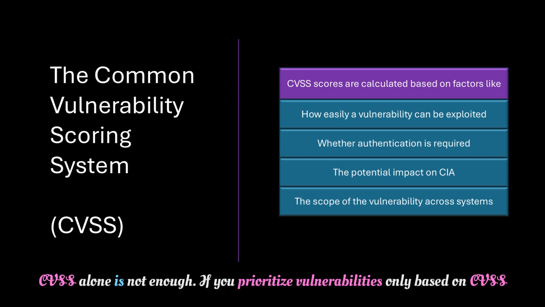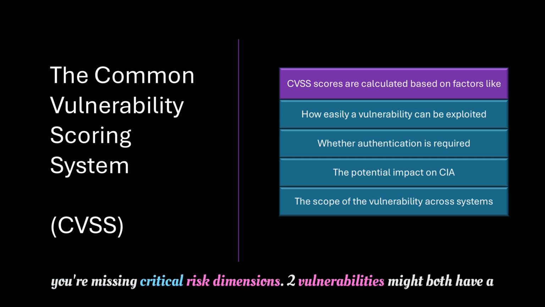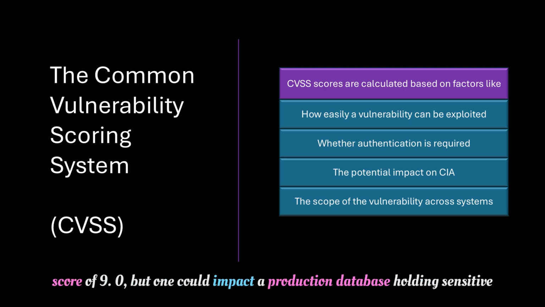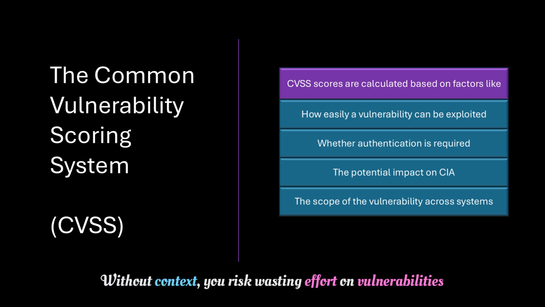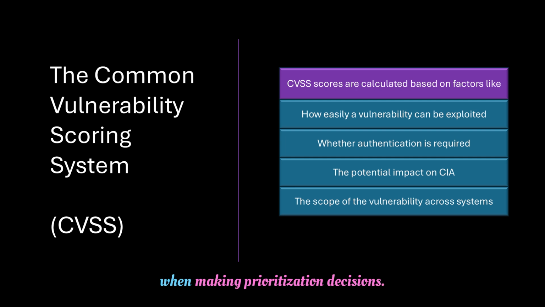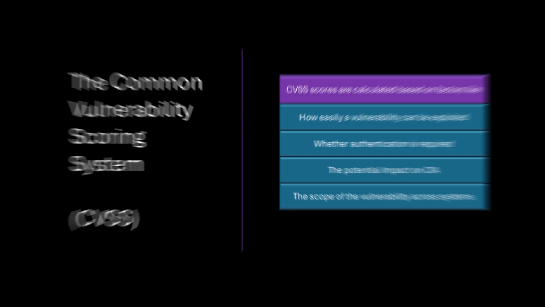Why CVSS alone is not enough. If you prioritize vulnerabilities only based on CVSS scores, you're missing critical risk dimensions. Two vulnerabilities might both have a score of 9.0, but one could impact a production database holding sensitive customer data, while the other affects a development server used for testing. Without context, you risk wasting effort on vulnerabilities that don't truly endanger your organization. That's why you need to layer business context over CVSS scores when making prioritization decisions.